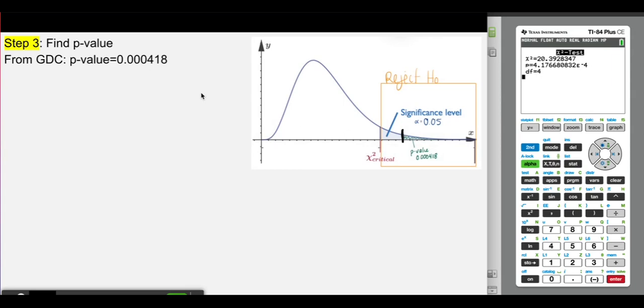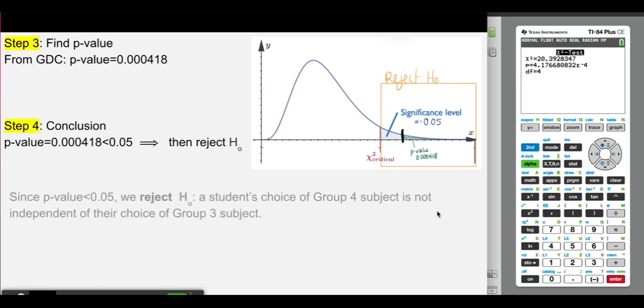Now we're going to compare this. Our significance level was 0.05, so that's the blue highlighted here. And our p-value is definitely smaller than our significance level, so we are in the situation where we're going to be rejecting the null hypothesis. If we reject the null hypothesis, that means that the choice of Group 4 and Group 3 are not independent, so they definitely are dependent on each other.